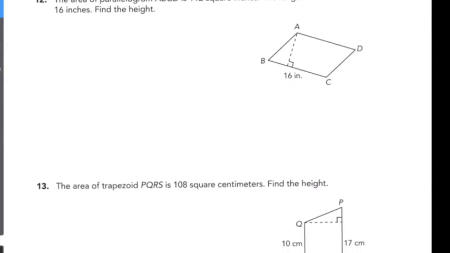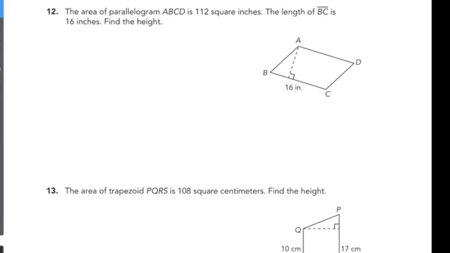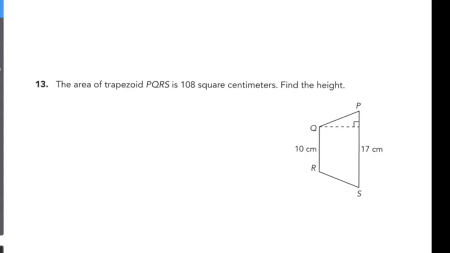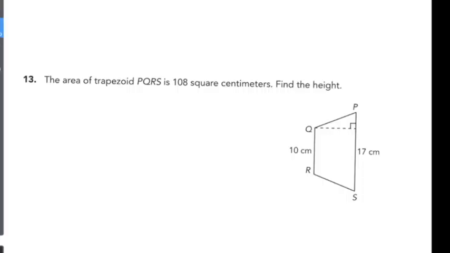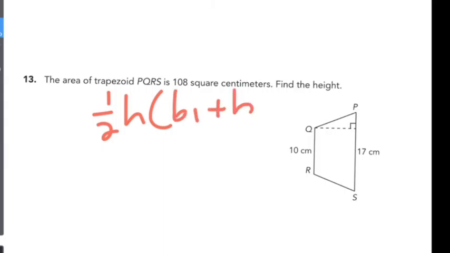You'll get this tomorrow. So we'll skip 12. Let's look at 13. Okay, so for this one, you need to remember the formula. The formula of the trapezoid is 1/2 height times (b1 plus b2). So fill in what you know.